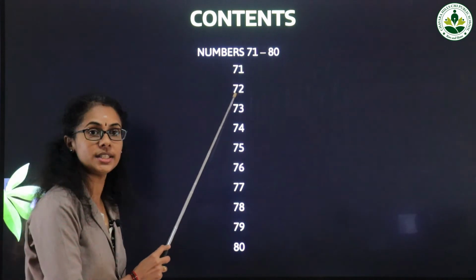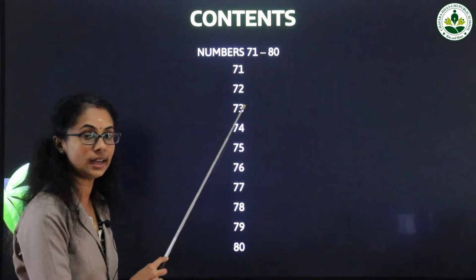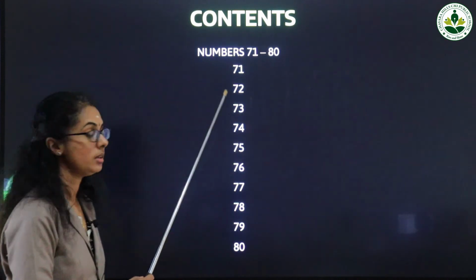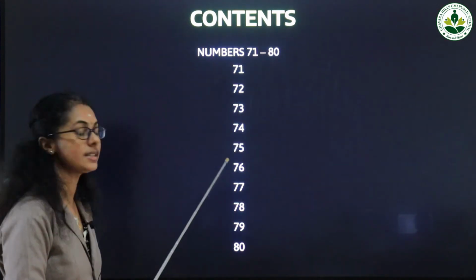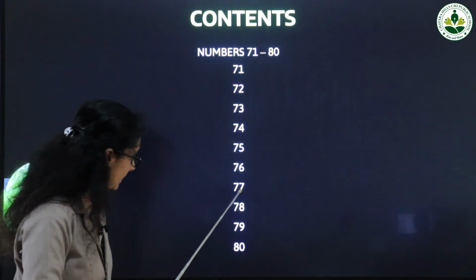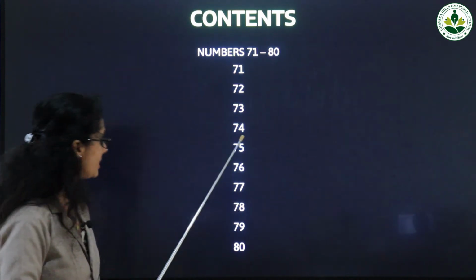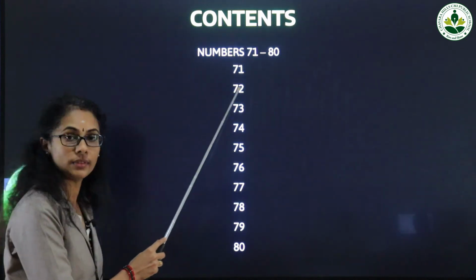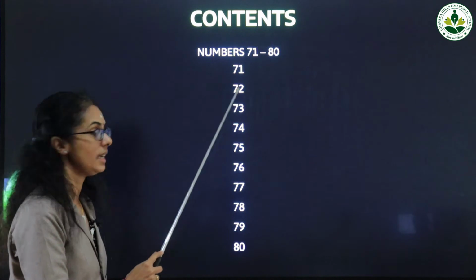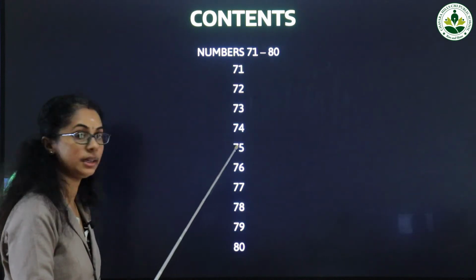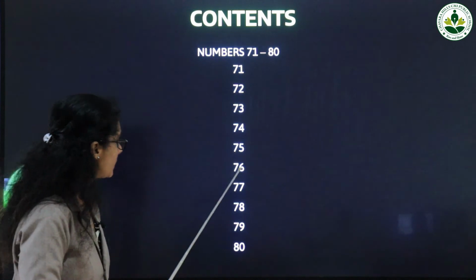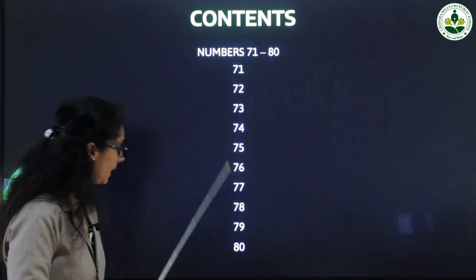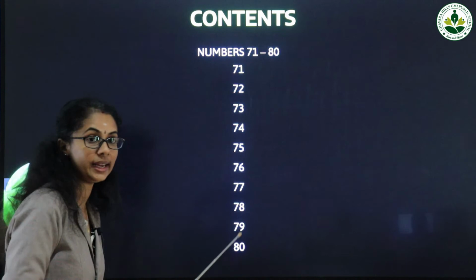71, 72, 73, 74, 75, 76, 77, 78, 79, 80. Next one, how many tens and ones in 71 to 80?